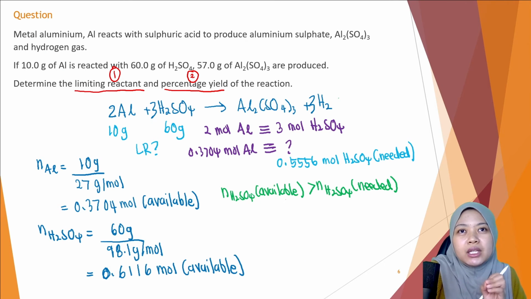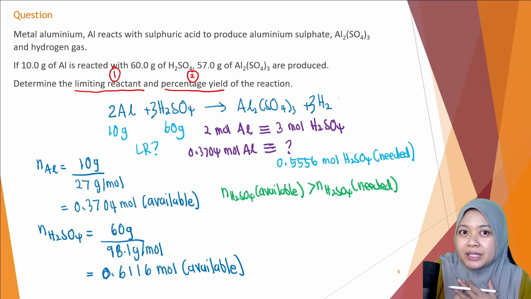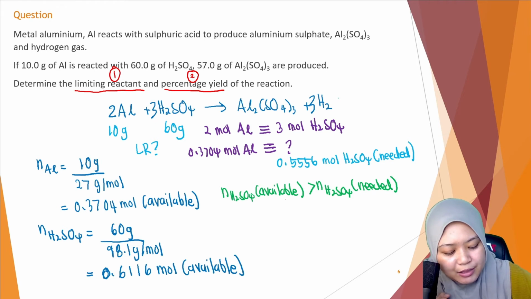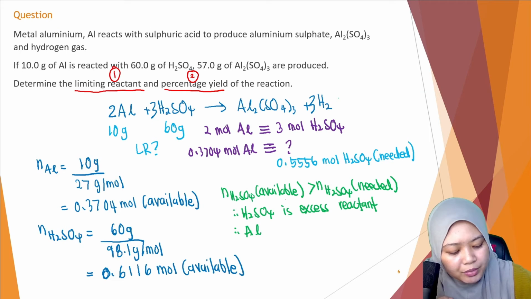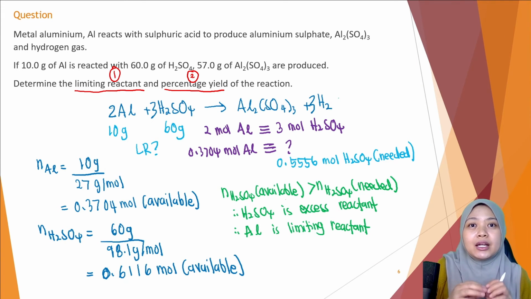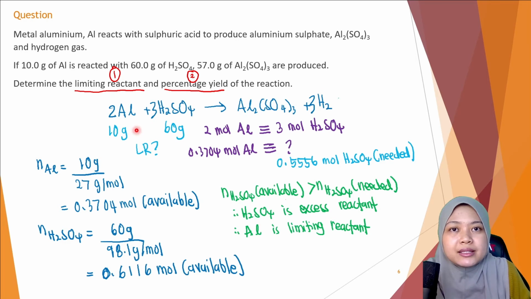So what do you think H2SO4 is? Limiting reactant ke excess reactant? Oleh kerana mole H2SO4 ni available adalah lagi banyak daripada yang diperlukan, that means H2SO4 is excess reactant. Thus, aluminium is limiting reactant. Settle. The first question, this is how you determine which reactant is limiting or excess reactant. Again, madam recap. First of all, you have to write the balanced chemical equation.